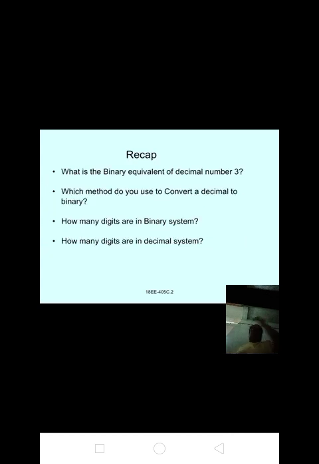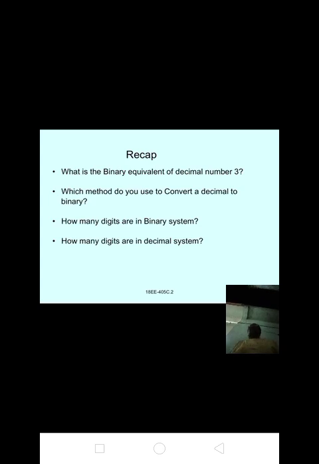What is the binary equivalent of decimal number 3? Which method do you use to convert a decimal to binary? How many digits are in the binary system? How many digits are in the decimal system? These are the concepts which we learned before.